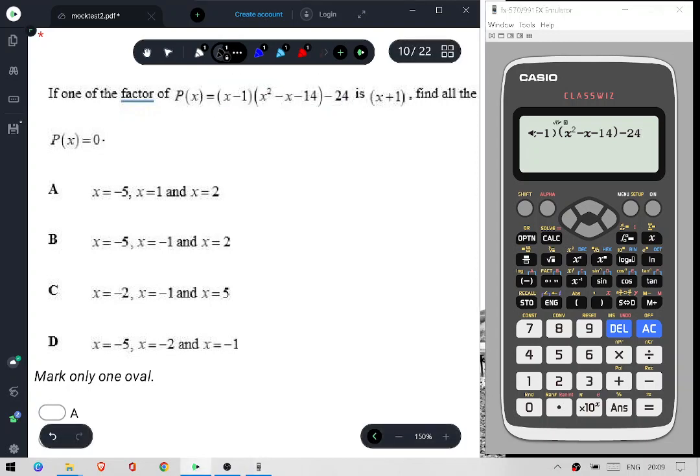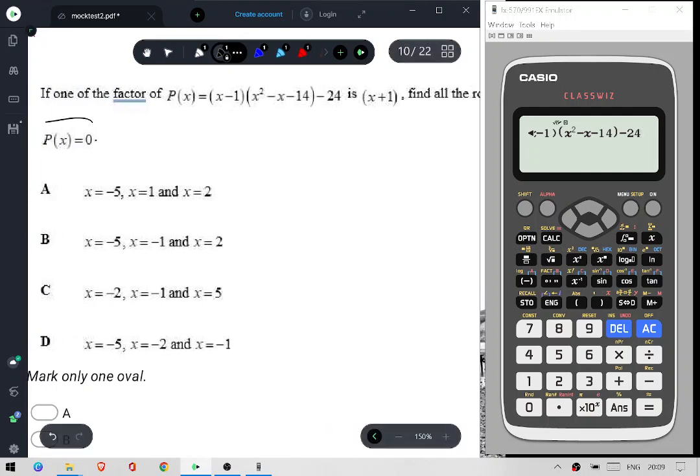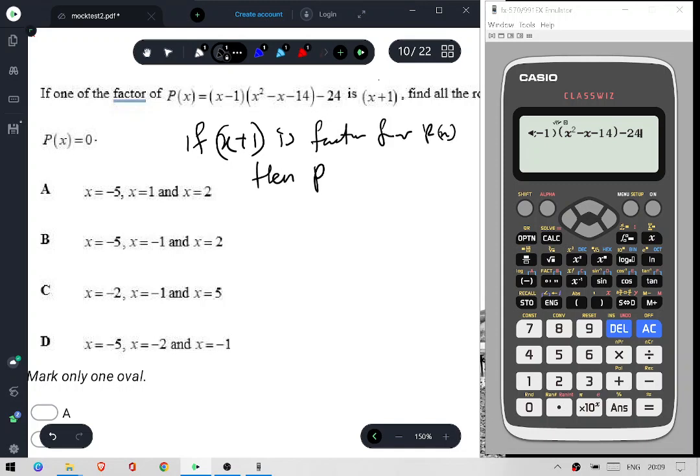Now what we have to do? Mesti kamu tak faham ni, kan? Find all the roots of P(x) equals 0. Bila dia kata find all the roots, and this is one of the roots, it means that if x plus 1 is one of the factors for P(x), then P(negative 1) equals 0.